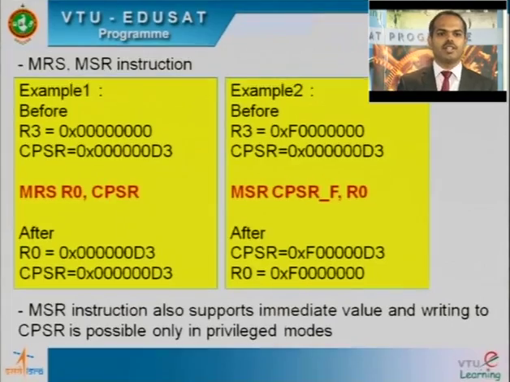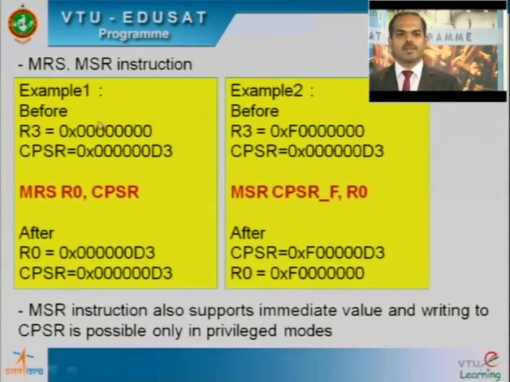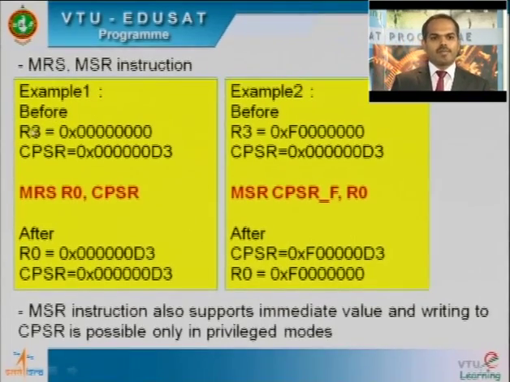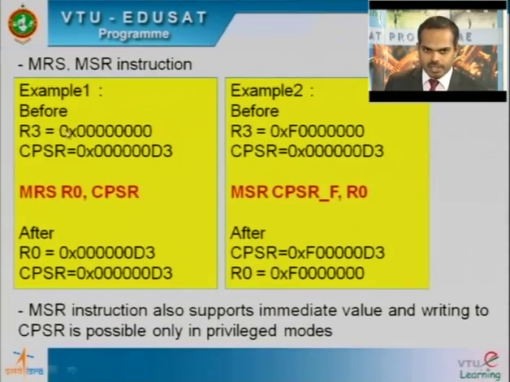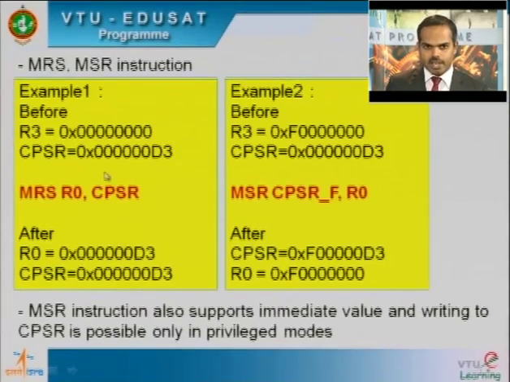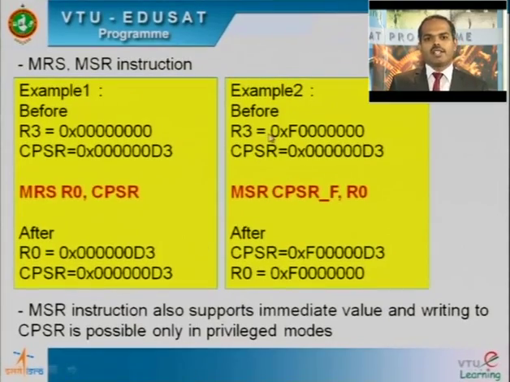Right. Now we'll go to the examples. In example 1, before the execution of the instruction, R0 is 0 and the CPSR is D3. Now all of you know why the CPSR is D3. MRS R0, CPSR: the content of CPSR has to be copied to R0. After the execution of this instruction, R0 holds the D3 value, and CPSR holds the D3 value as it is.